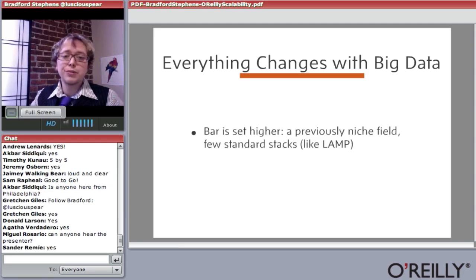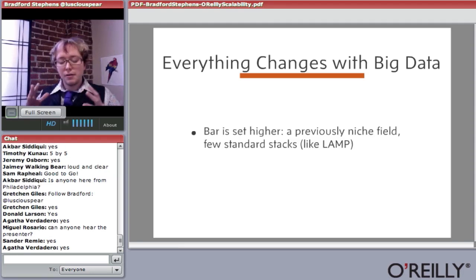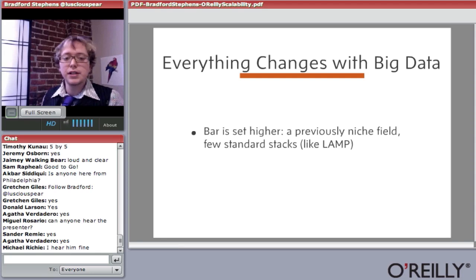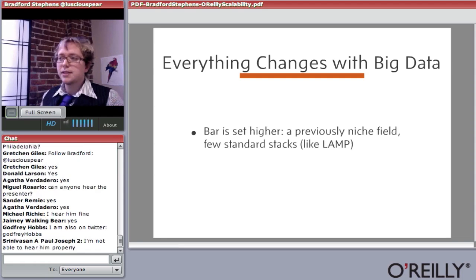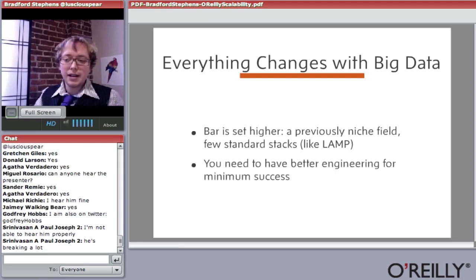Something important to remember is that when you have big data and when you're building these distributed systems, it really changes a lot of aspects of how you build it. The bar is set a lot higher. In the web world for years, if you had Linux, Apache, MySQL, and PHP, you could build pretty much everything. I mean, this powered MySpace. This still, I think, powers Facebook. It's a very standard stack and a way to process your data.